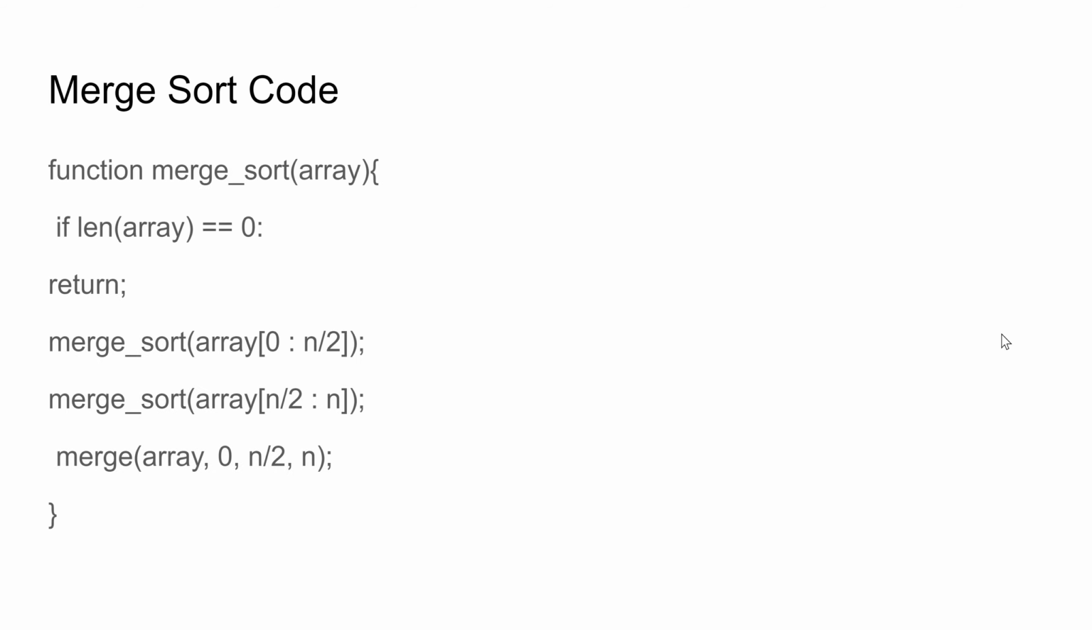Merge sort code. Function merge sort, array. If len equals 0, return. Merge sort array 0 to n divided by 2. Merge sort array n divided by 2 to n. Merge array 0, n divided by 2, n.